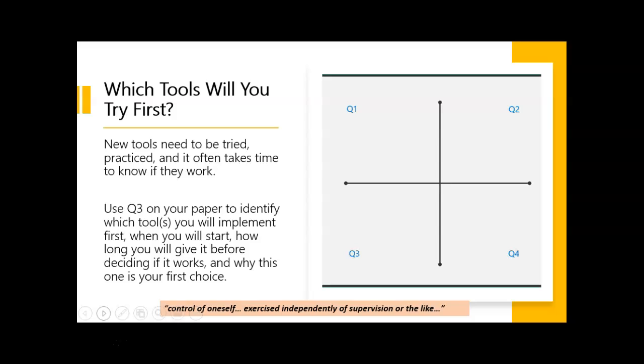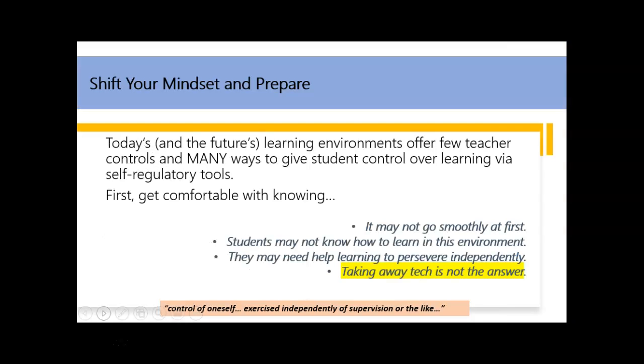Awesome, there's our timer. So now we have filled in quadrants 1, 2, and 3. We have identified challenges. We have identified strategies that we use. We've taken some time to think about which of the strategies that we've explored or resources that we've explored that we're going to try first.